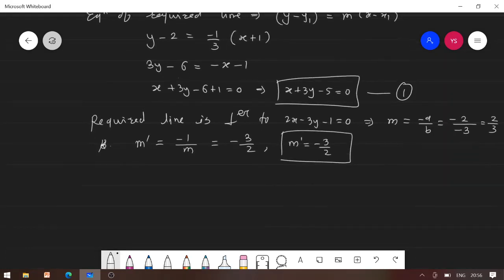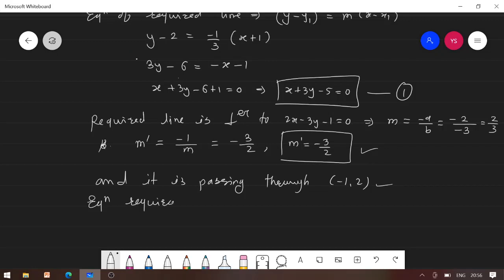Therefore, the required line is passing through the point (-1, 2). So we have the slope, we have the point. So the equation of the required line, by using the slope-point form, is y minus y1, which is now 2, equals m dash times x minus (-1), which becomes x plus 1.